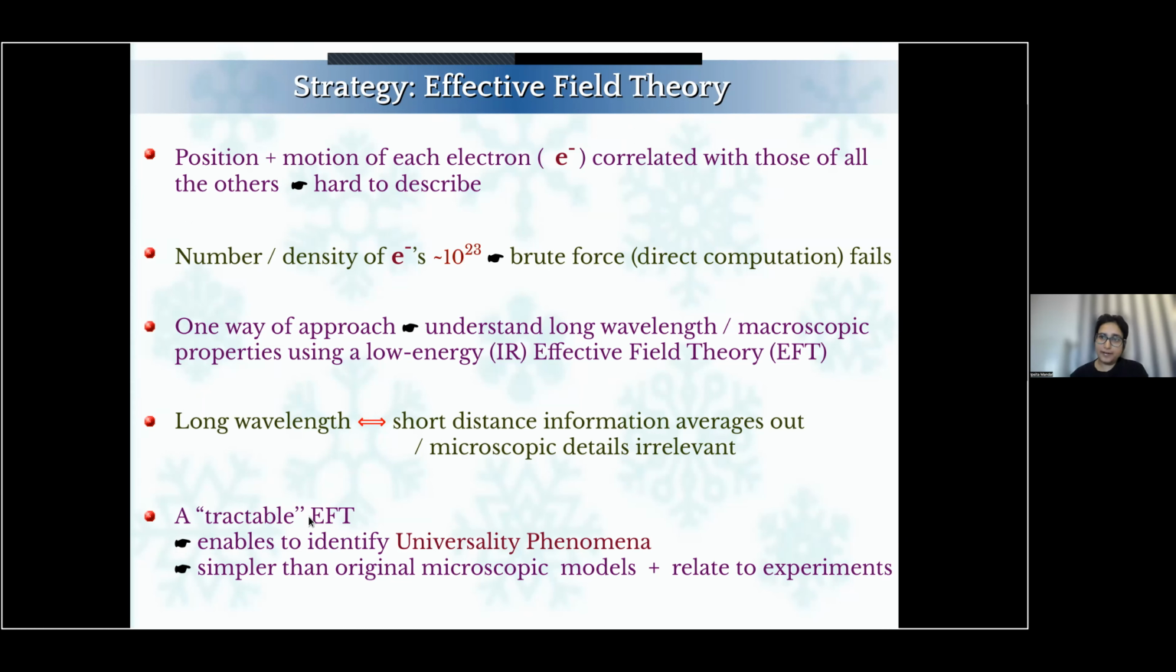Now, if we are fortunate enough to find a tractable effective field theory, or formulate an effective field theory, then that is very useful because then we will be able to identify universal phenomena, like identify the universality classes or the critical scaling values and so on. And then this effective field theory model is a simpler model than the original microscopic models, which many times is very dirty due to various degrees of freedom. And then we can extract physical properties which we can relate to experimental observations. So this makes our life simpler.